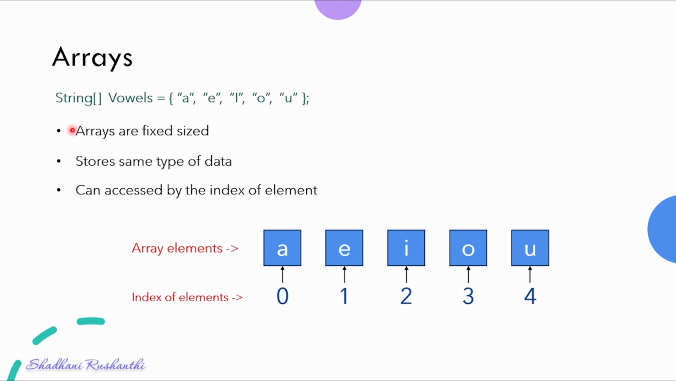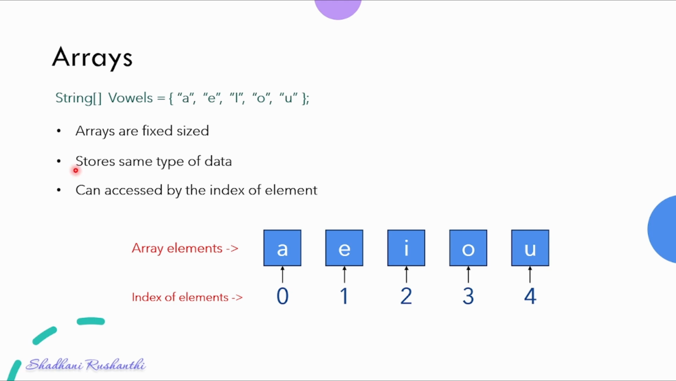There are a few key features of an array. The first point is that arrays are fixed size. That means once you define the size of the array, you cannot change it. For example, if you define an array with 5 elements, you cannot add more than 5 elements after that during the program execution.